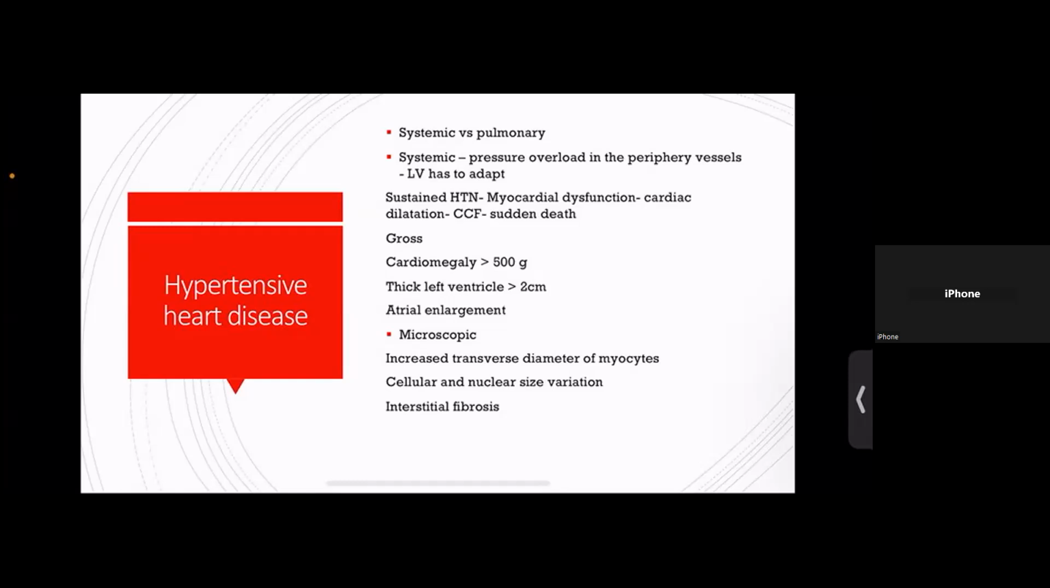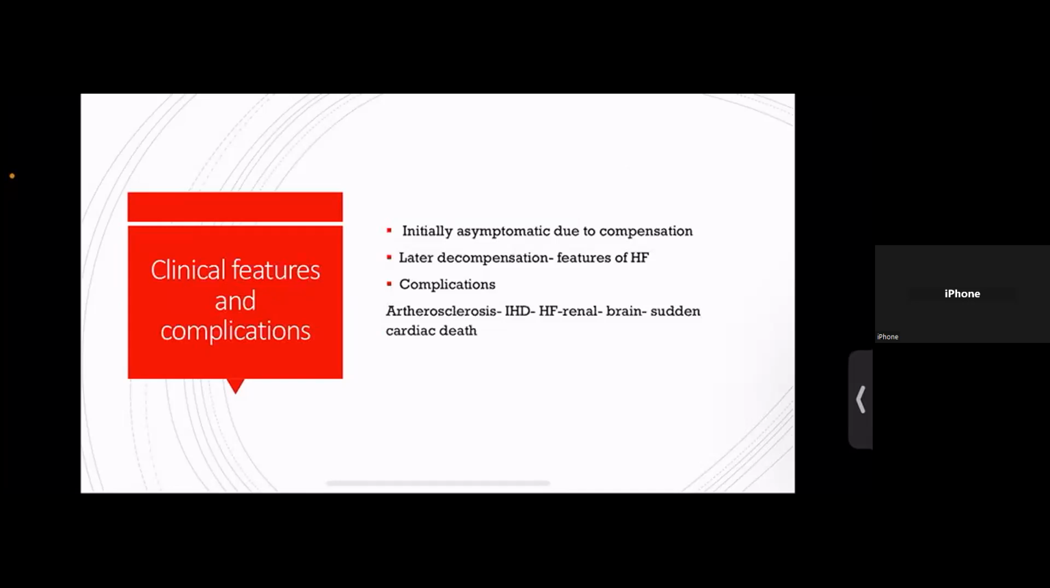So grossly, you'll have cardiomegaly, more than 500 grams. You can go and look at the normal range of a normal heart, what it should be in grams. Then the left ventricle again will be thicker, more than 2 centimeters. Atrial enlargement, of course, is going to be happening. And then microscopically, there is increase in the transverse diameter of the myocytes. Then cellular and nuclear size variation and interstitial fibrosis. This one you're going to see microscopically. Then clinical features. It's important for you to remind yourself.